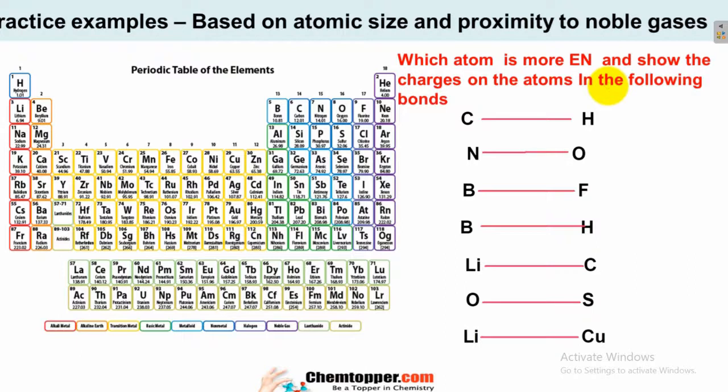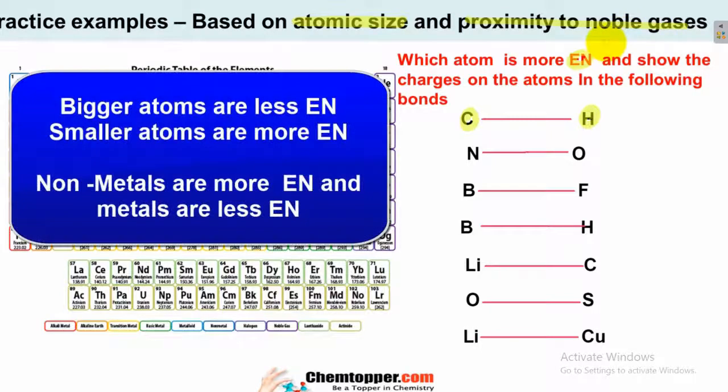Let us compare the electronegativity between the bonded atoms based on their position in the periodic table. So we will compare their atomic sizes and their proximity to the noble gases. In atomic sizes, bigger atoms are less electronegative and smaller atoms are more electronegative. Non-metals are more electronegative and metals are less electronegative. Let's start with carbon and hydrogen bond.